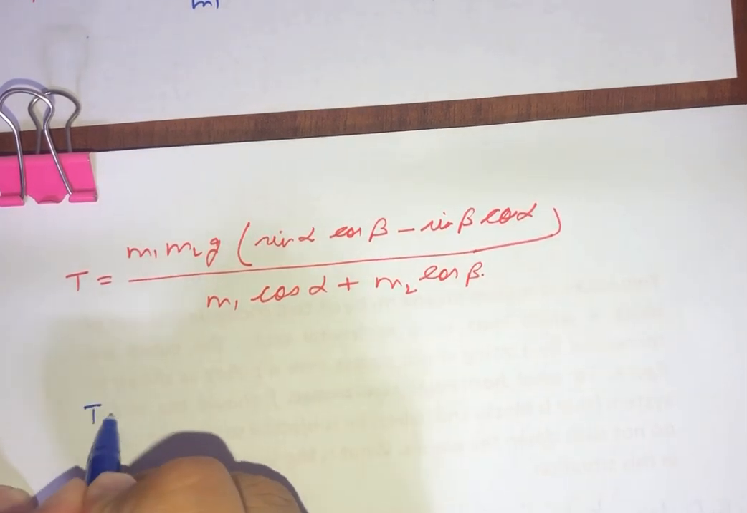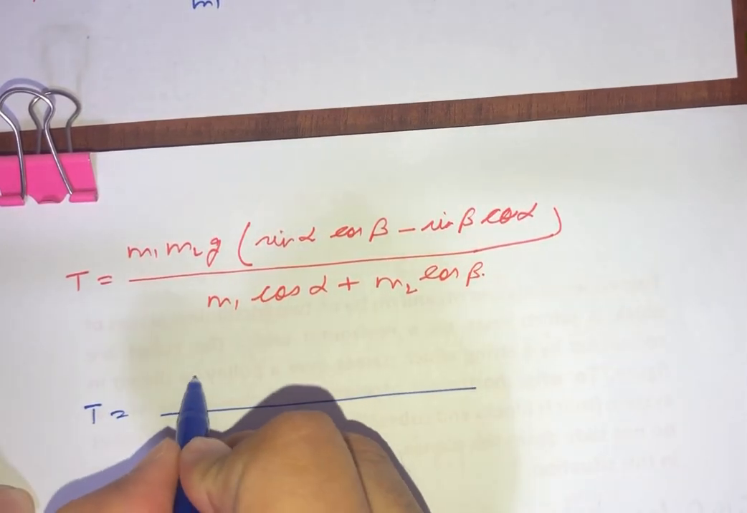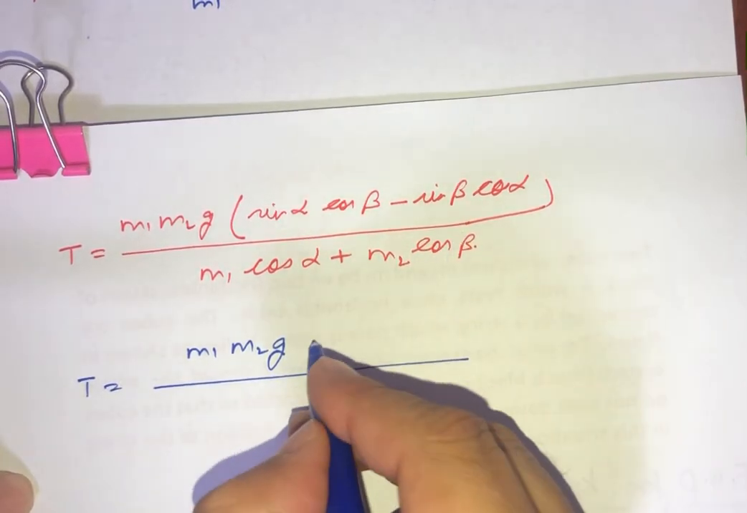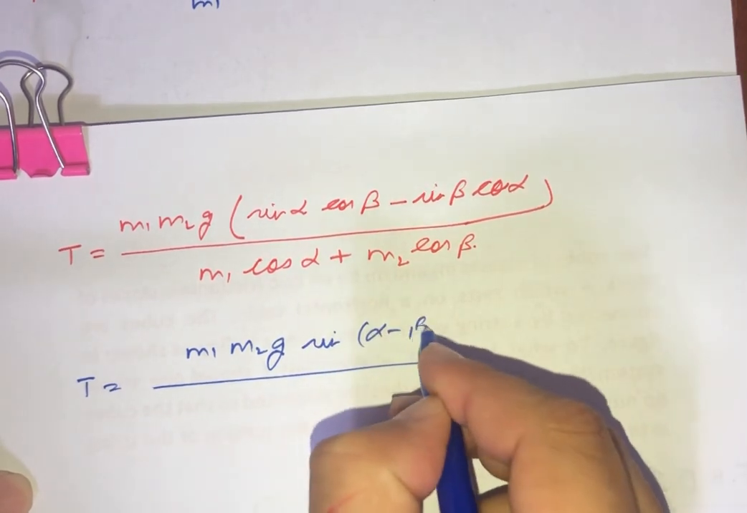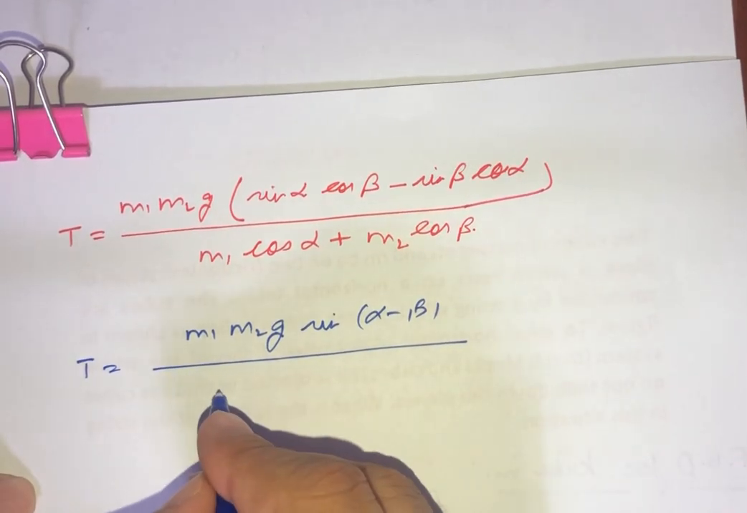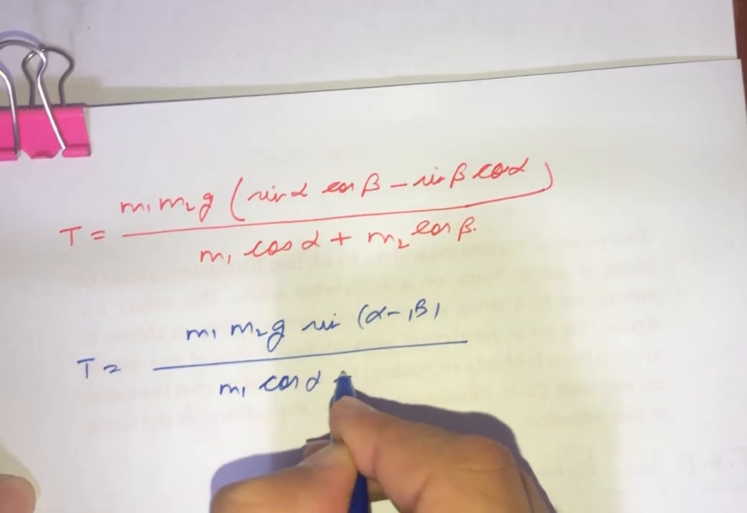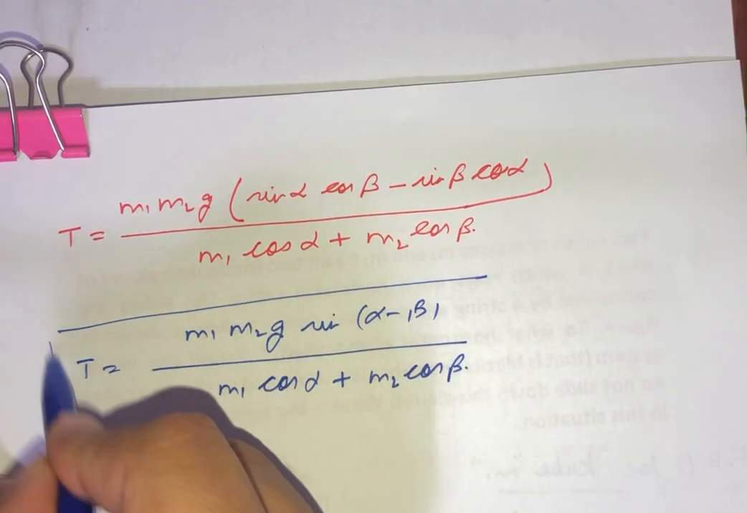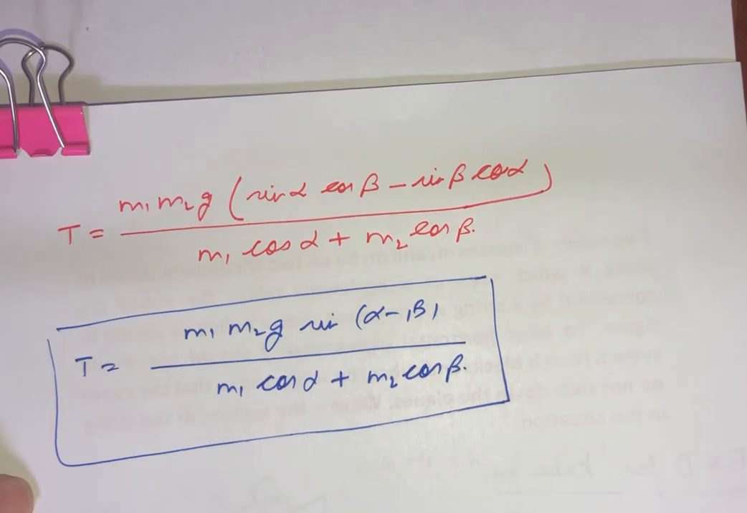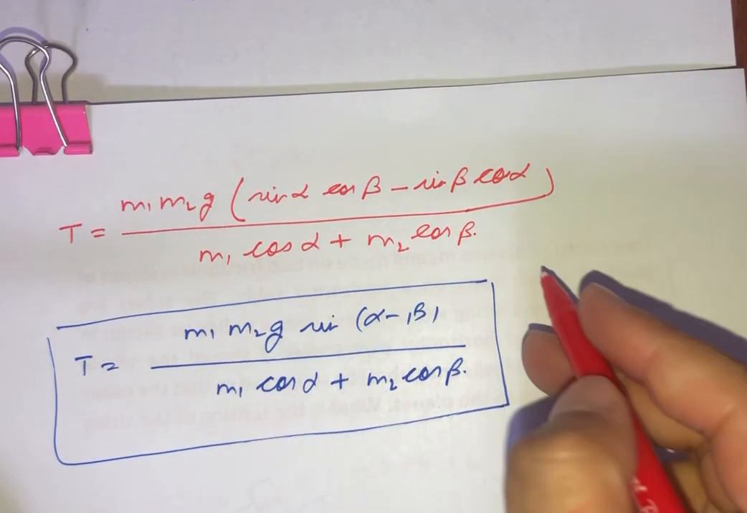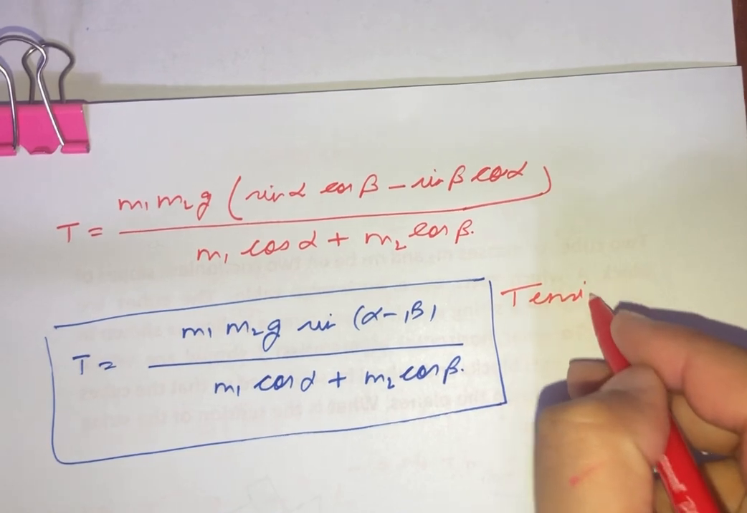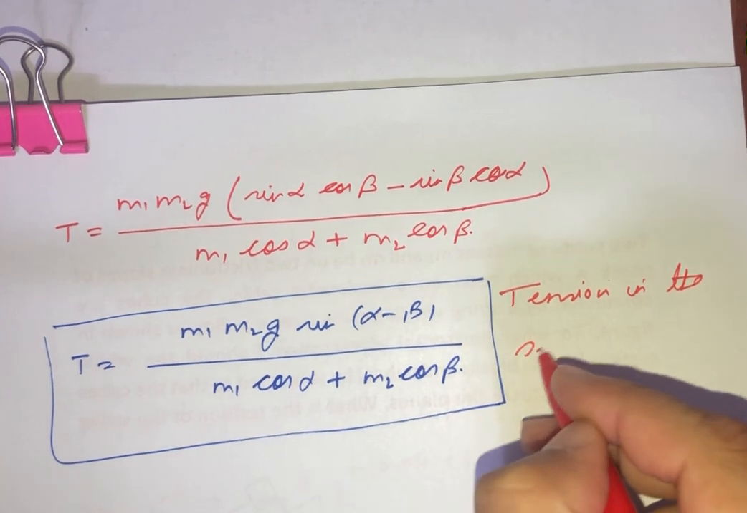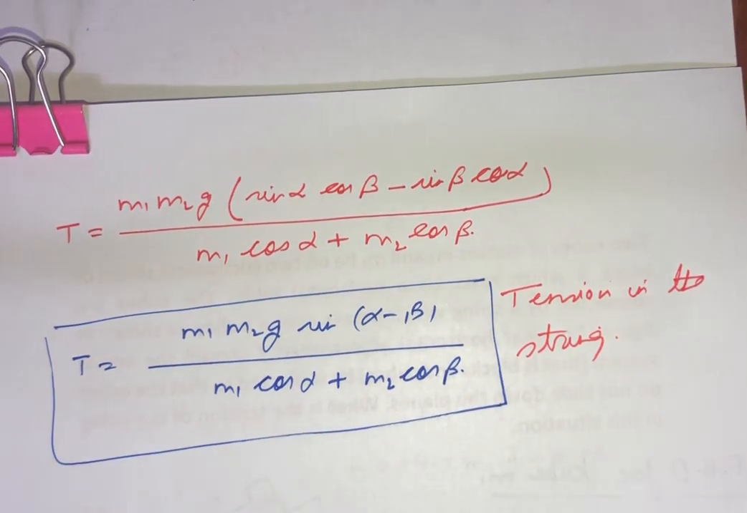and this can be written as T is equal to m1 m2 g, and this will be sine of alpha minus beta, and the denominator will be our m1 cos alpha plus m2 cos beta. So this is the tension in the string. Thank you.